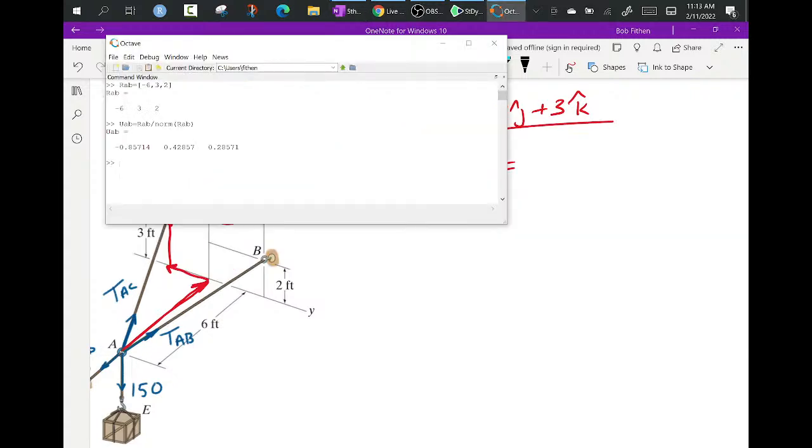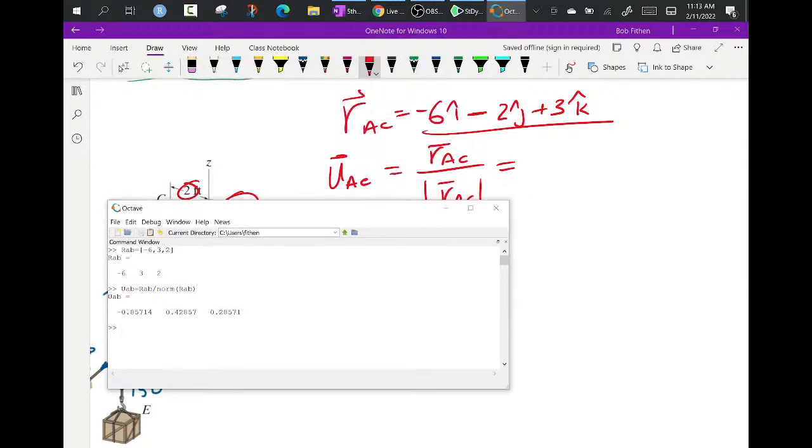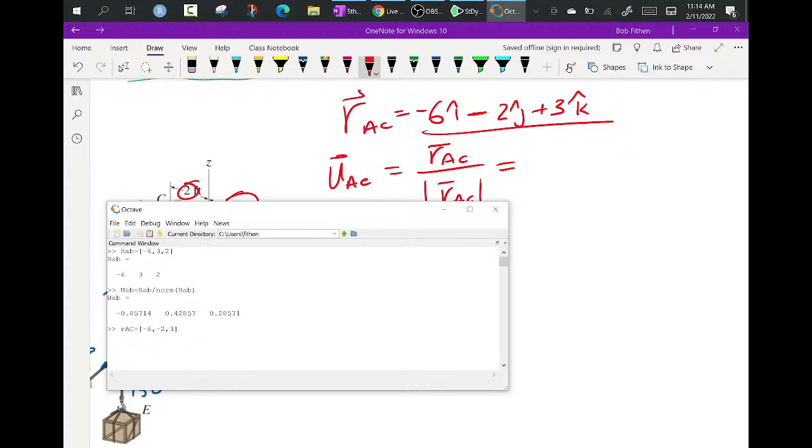I'll go put this in Octave and move that out of the way. So I get R_AC equal to, and pull out my vectors, minus 6, minus 2, and then 3, and that gives me my RAC, which apparently I have caps lock on. Okay, now UAC is equal to RAC over the norm of RAC, which gives me that unit vector.